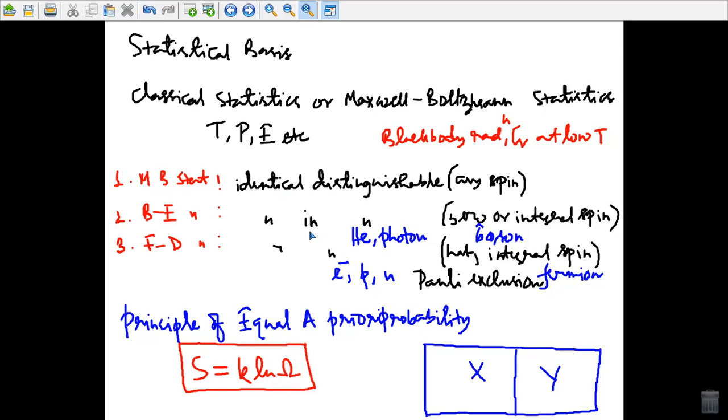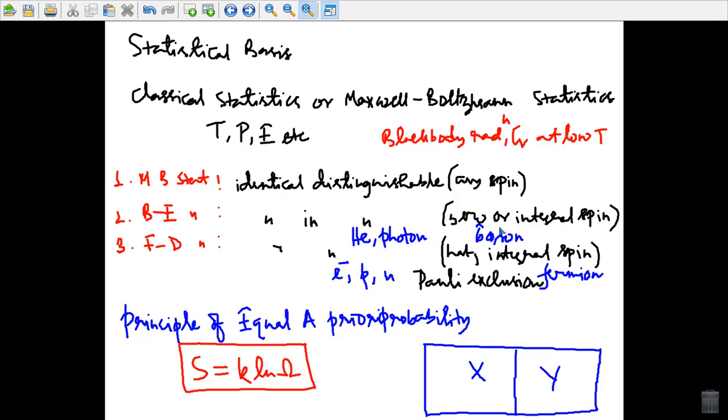The next is the Bose-Einstein statistics, and this is applicable to identical but indistinguishable particles of zero or integral spins like 0 h cut, 1 h cut, 2 h cut, etc. These particles are called bosons, and examples of bosons are helium atoms at low temperature and the photons, etc.